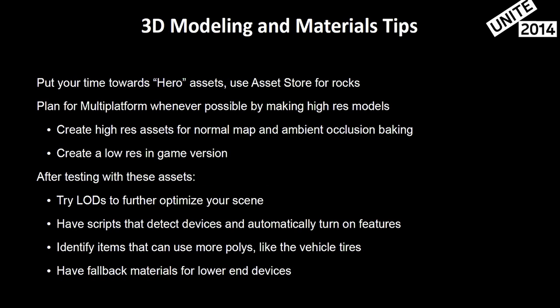And then just really quickly on some modeling and material tips. We like to put our time towards our hero assets and use the asset store for things like rocks and whatnot. Make your high-res normal map, ambient occlusion baking for all your high-res assets, and then low-res versions for your game. And then you can always change all that. And then once you get that all in, try different things like LODs, scripts to detect what you're running on, and then have fallback materials.